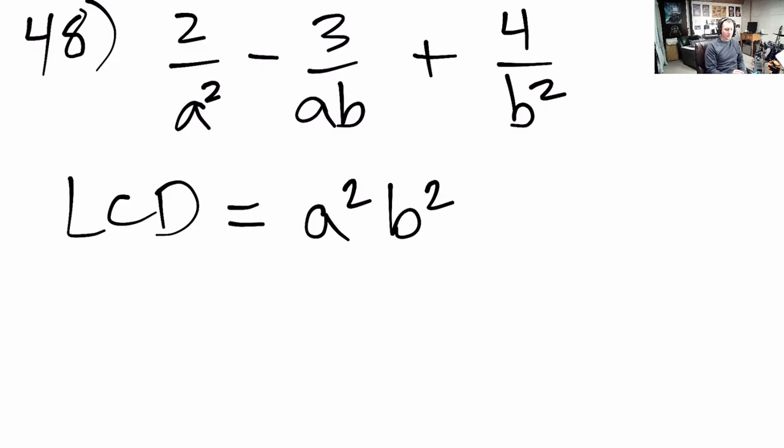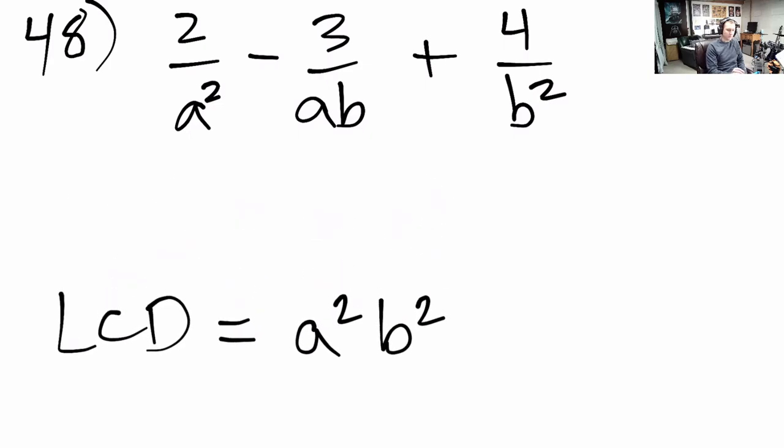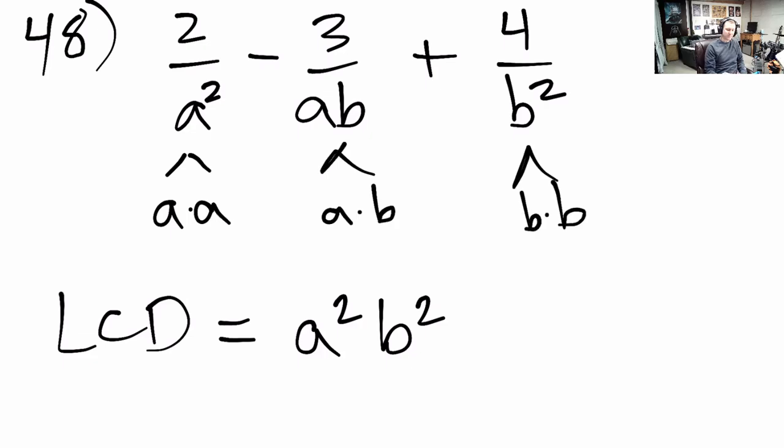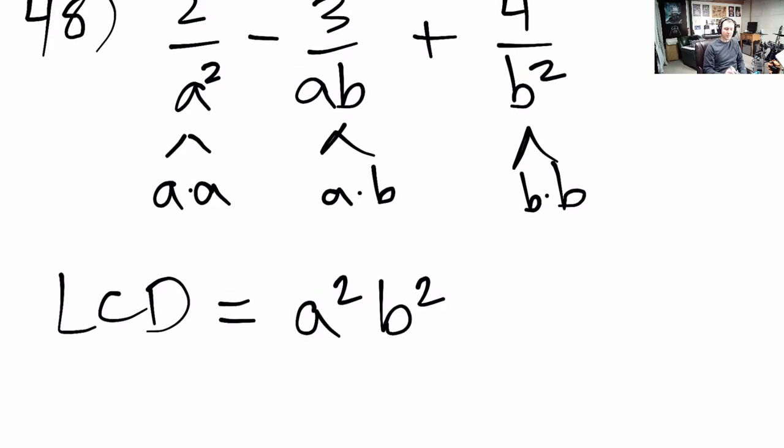So if you look at the first denominator, its factorization is a times a. The next one is a times b. The next one is b times b. If we want to find a denominator that has all of these factors and only the factors, right? We don't want extra factors. We want the smallest number of them that contains all of these. Well, we need to make this list.